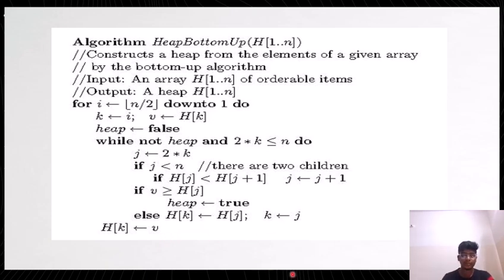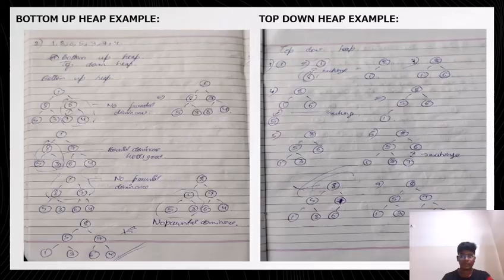This algorithm shifts down each non-leaf node from bottom to top, ensuring the max heap property is preserved. This is more efficient, O of n, than inserting elements one by one, which takes O of n log n. Here are the two examples of bottom-up heap and top-down heap.